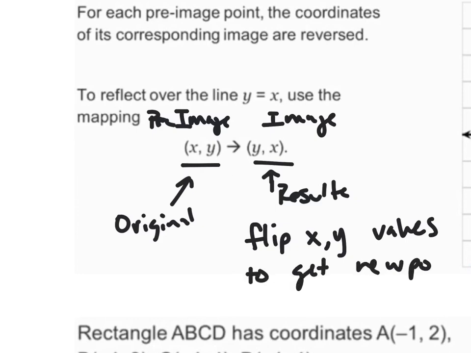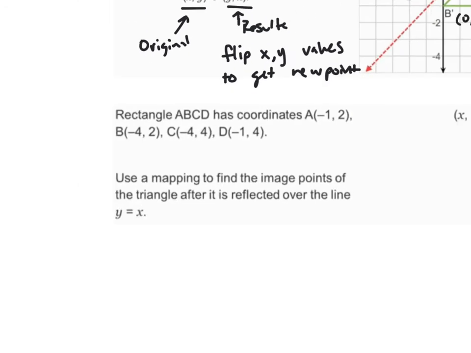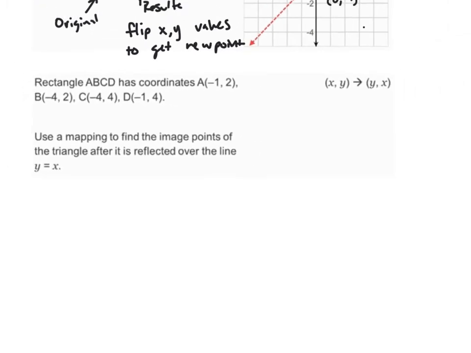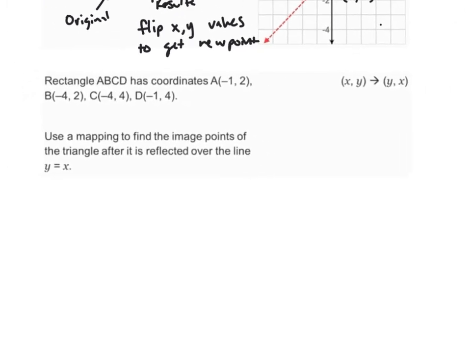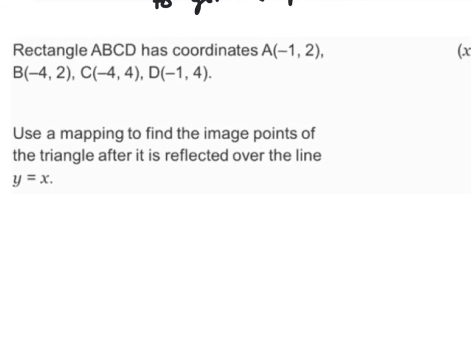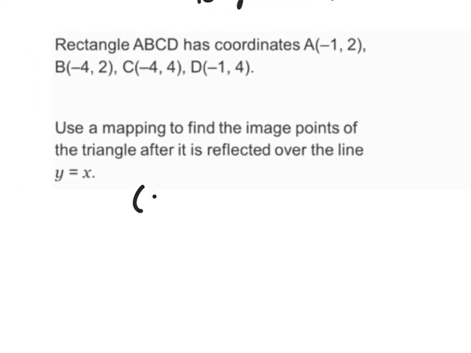All right. So from here, all right, rectangle ABCD has coordinates -1, 2, -4, 2, -4, 4, and point D is point -1, 4. And we want to use the mapping to find the image points on the triangle after we reflect over this line. So I'm going to use this rule here, okay? And so that rule is, let me write down my rule first so I know what I'm talking about. X, Y. After we reflect it, I'm going to get Y, comma, X.